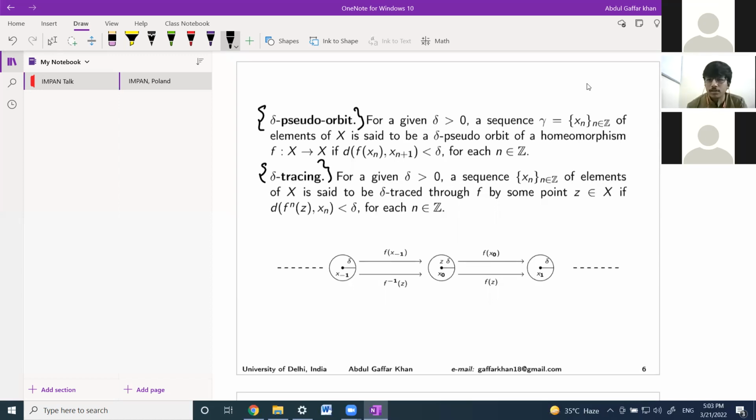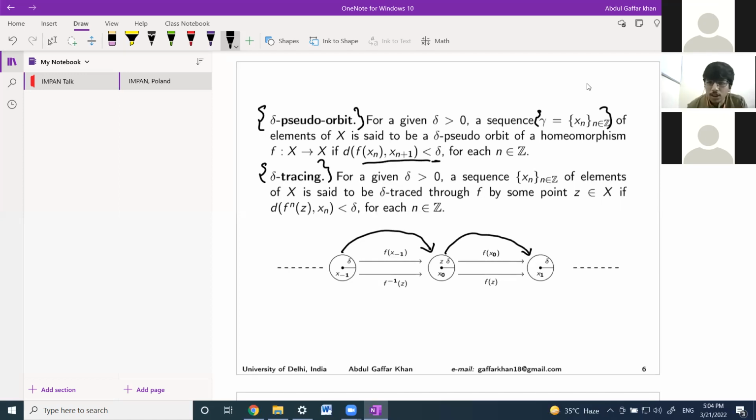So assuming that F is a homeomorphism, the sequence xn is said to be a delta pseudo orbit of F if the one-step errors are bounded by delta distance. That is, the distance between F(xn) and x(n+1) is less than delta. That is, F will take x(-1) within a delta ball of x0, and F will take x0 to the delta ball of x1.